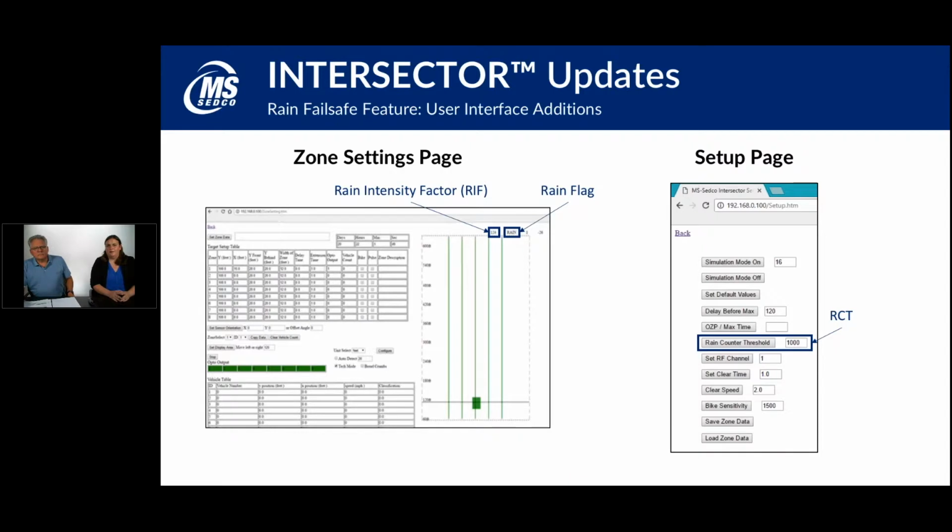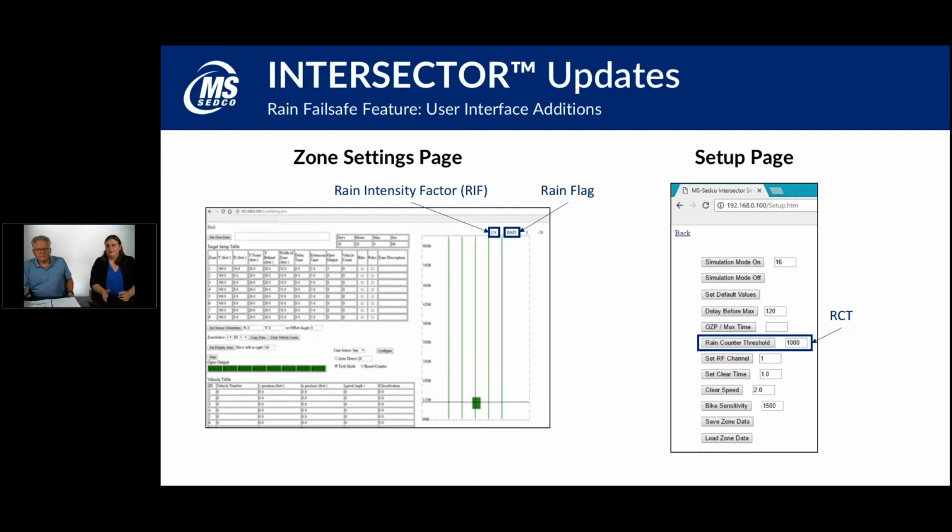For the user interface, the places you'll see this rain feature is on the zone settings page. There's a number and the flag right above the grid view. The number that you'll now see is the rain intensity factor, and it'll update as you go. And then if that rain failsafe is enabled, you'll see the text rain next to it. If it's not in failsafe mode, then you will not see any text there.